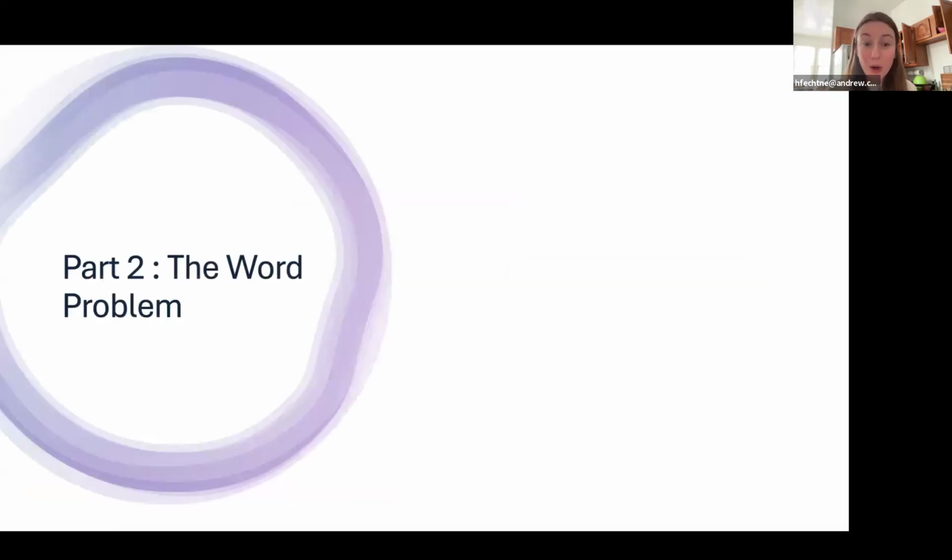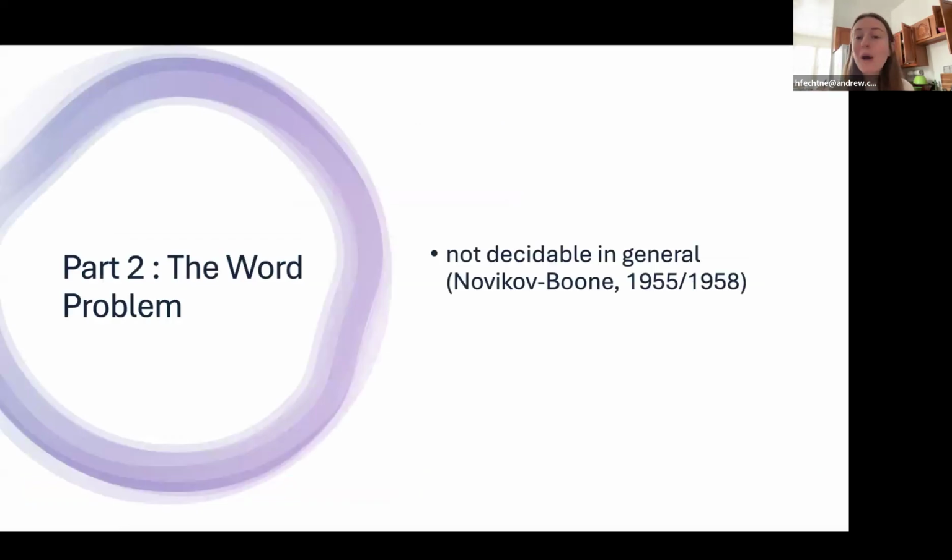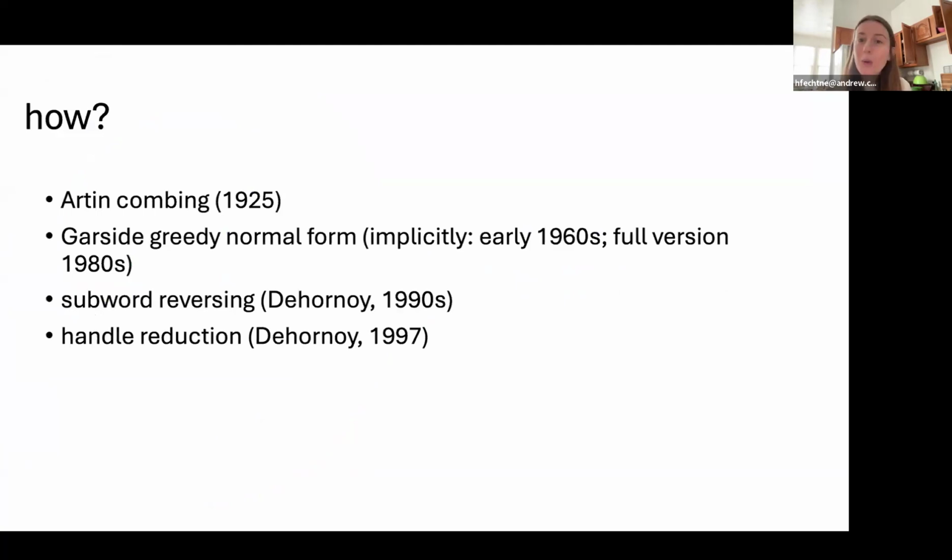On to part 2, which is the word problem. So I think it's well known that the word problem in presented groups is not decidable in general. That came in the 50s with Novikov and Boone independently discovering this. However, we're lucky. For the braid group, it is decidable. There's probably 8 or so algorithms out there. There's a lot of options to figure this out. So the question is how? Which one? Why did I pick the one I picked?